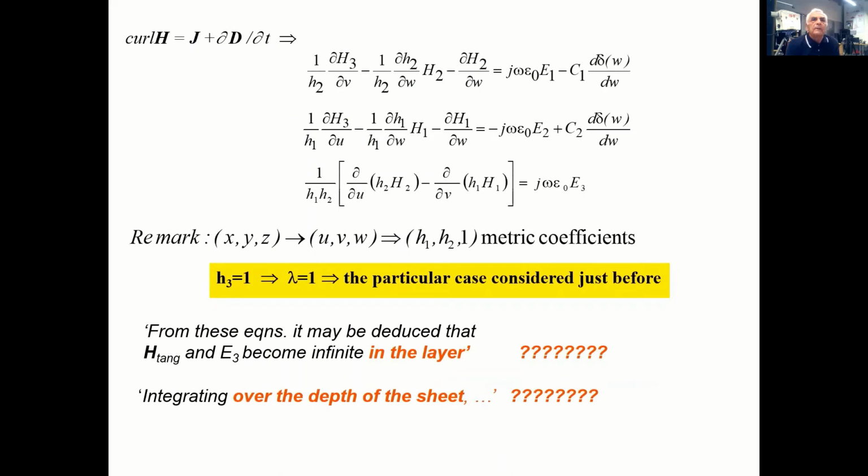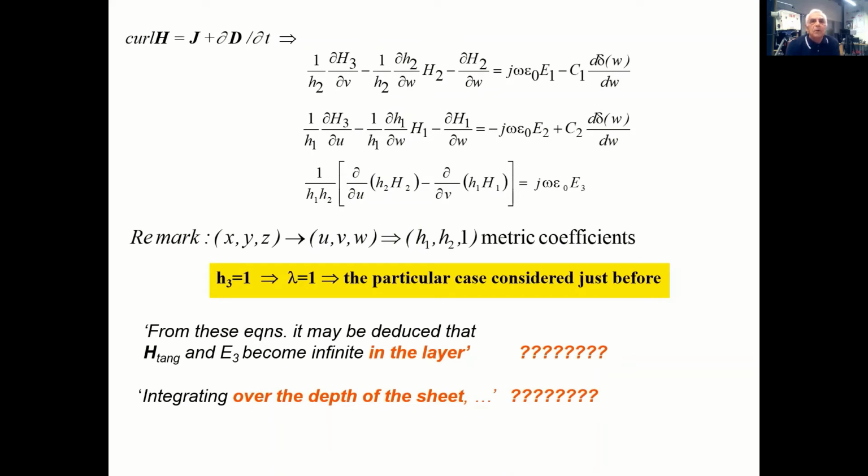The starting point was this curl equation written explicitly in the previously mentioned coordinate system. It tacitly admitted that the system is such that the metric coefficients are H1, H2, and 1. The assumption H3 equal to 1 yields lambda equal to 1, which means that his case is equivalent to our previously considered particular case. The existence of the Dirac functions hints that these equations are valid for the limiting case obtained for H tending to 0.